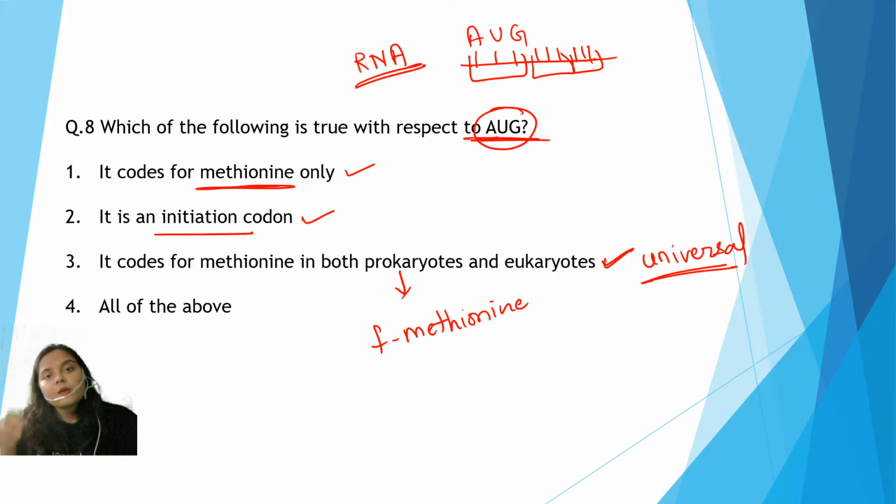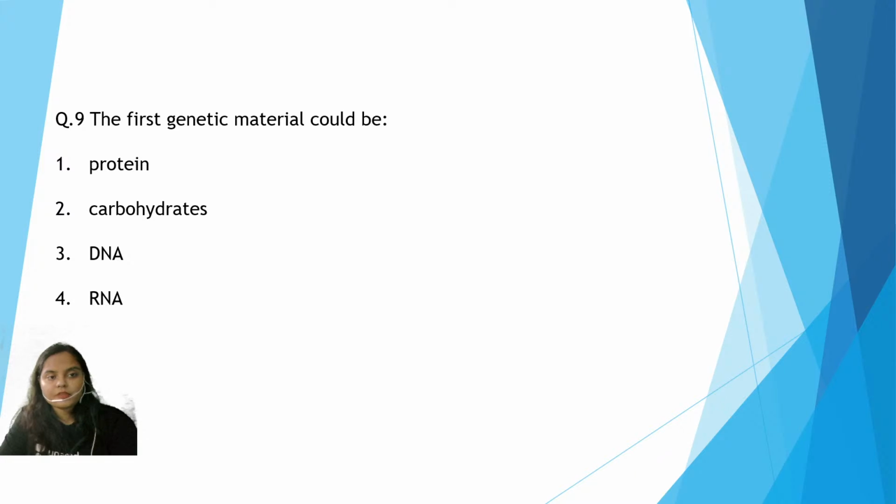We have read, this is one of the properties of the genetic code. So all of the above option is correct. Okay, so very good, Karthik. Yes, absolutely correct. Moving ahead, the first genetic material could be protein, carbohydrates, DNA, or RNA.